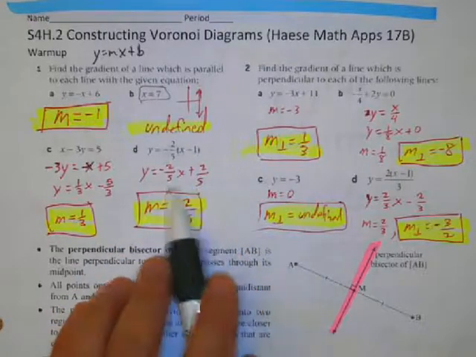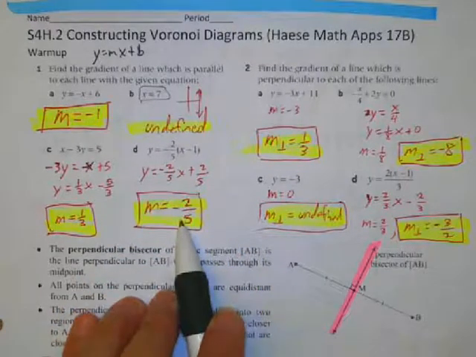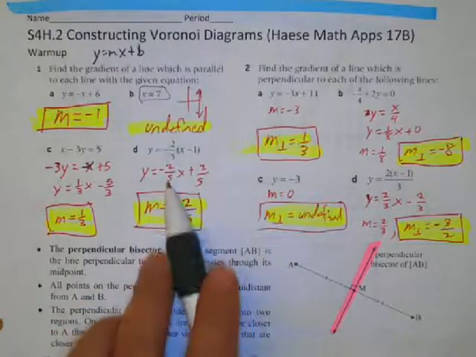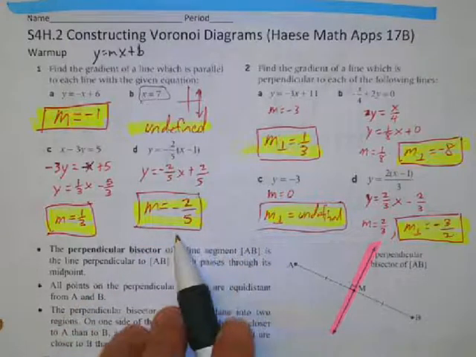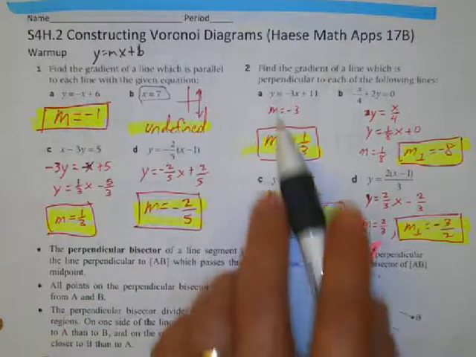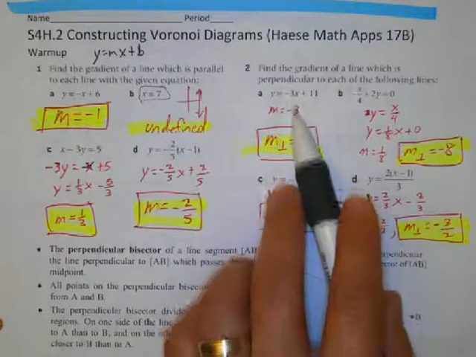My slope is -2/5. As you can see, I really didn't need to do distributive property with the 2/5. Here, my slope is -3.